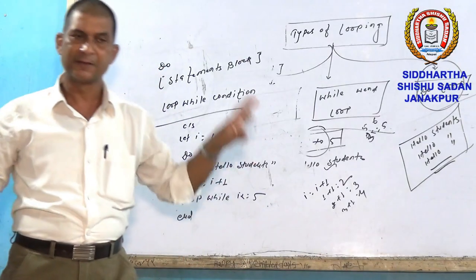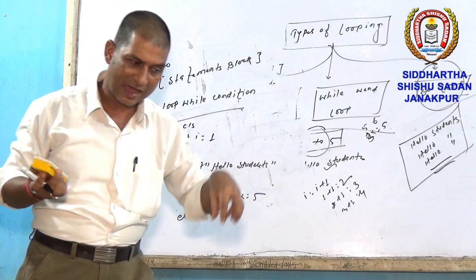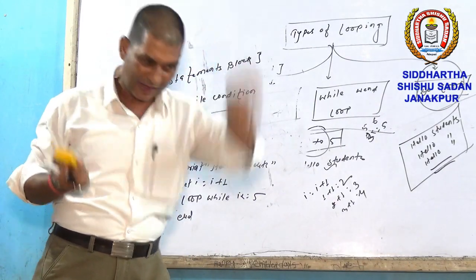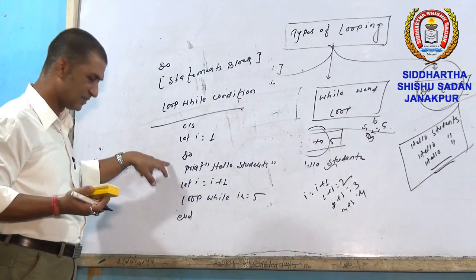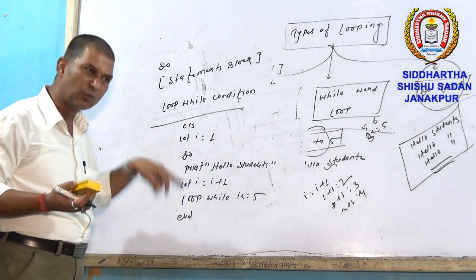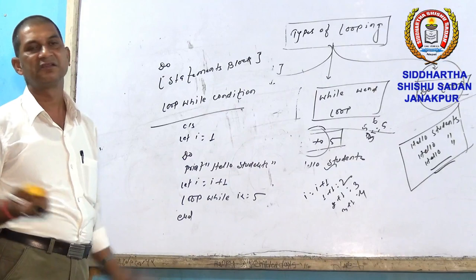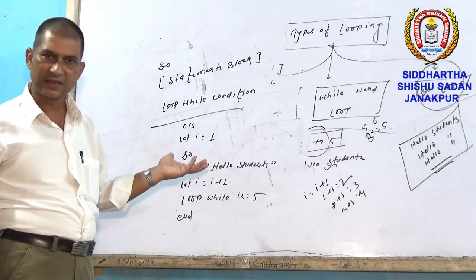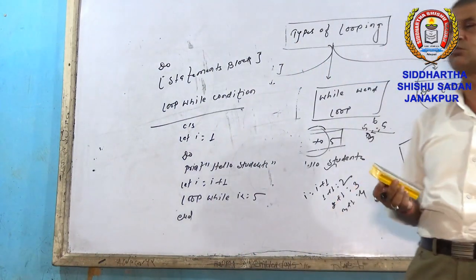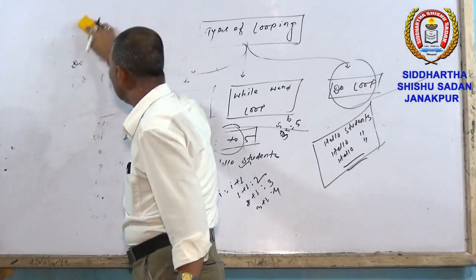Then we have execution. What works are performed by the for next statement? What works are performed by the while statement? The same work is performed by the do loop statement. The only difference is that the condition is written at the bottom of the looping statement. That is the difference. Correct, students? I hope you have understood it. Today, I am going to write very small programs to make the concept of looping statement clear.